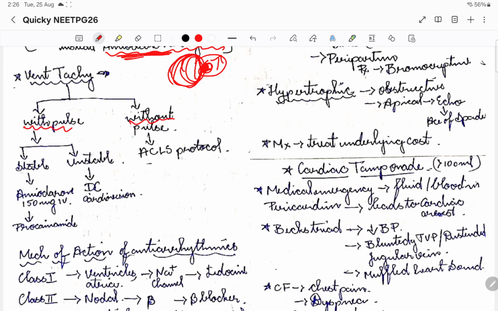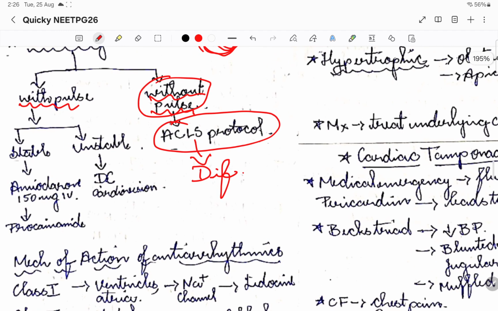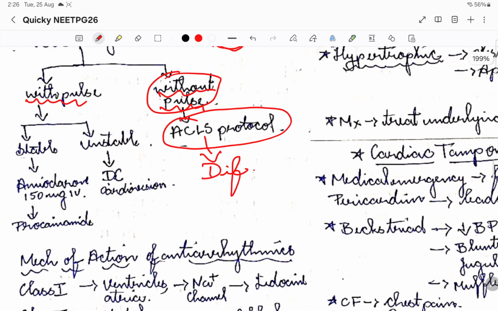If without pulse, then we go for the ACLS protocol. You know that, CPR and all the drugs that we use during CPR, like adrenaline. So we go for the ACLS protocol and do the defibrillation. This is where defibrillation comes in, with pulseless ventricular tachycardia. Then if there is a pulse, suppose the pulse has regained or the person already has a pulse, then we turn to this process.